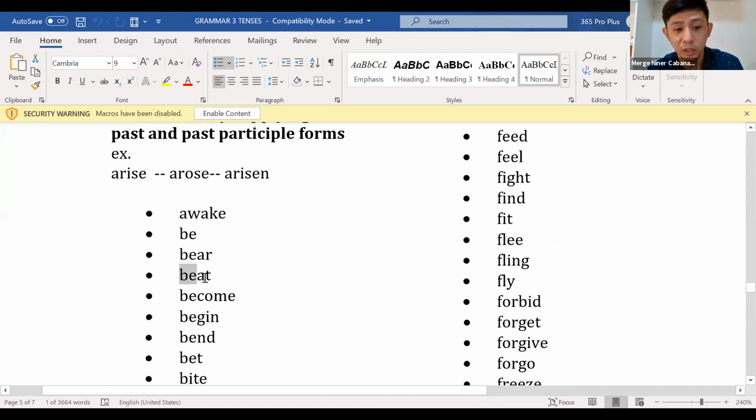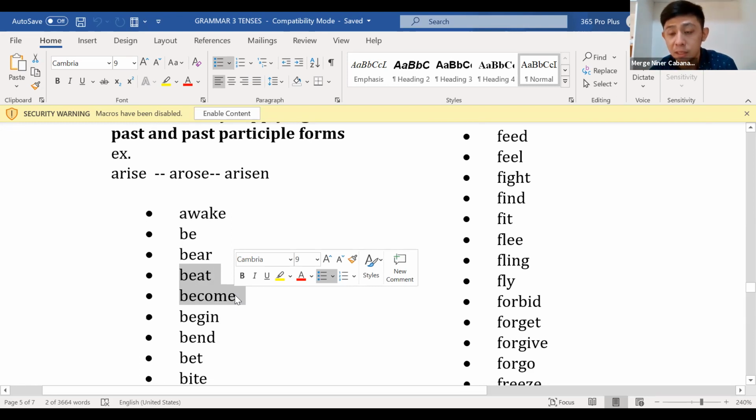Beat, again, as I've mentioned, there are words in the English language such as beat and become. Their past forms are different. Beat, beat, become, became. But their past participles, beaten, become. They will retain the original form, or sometimes you will add en.